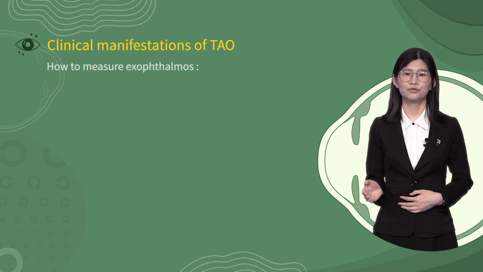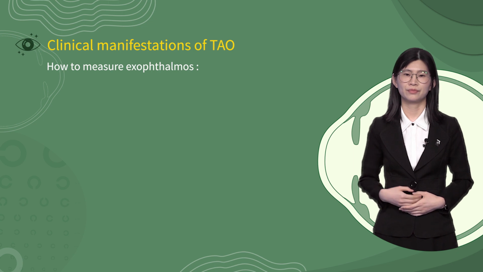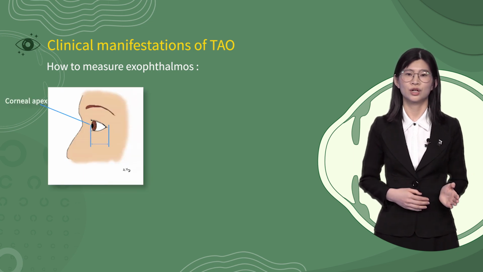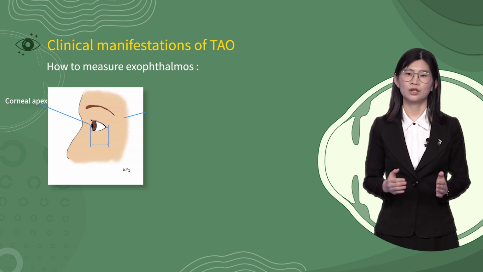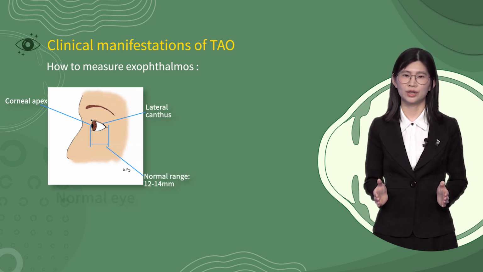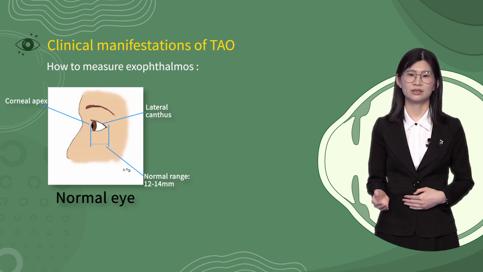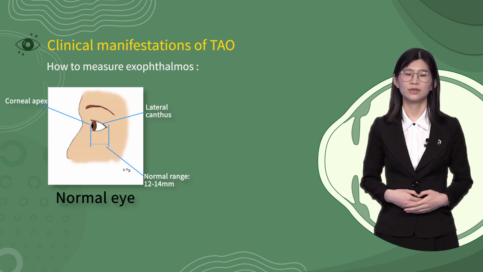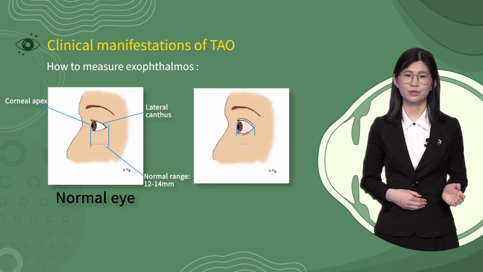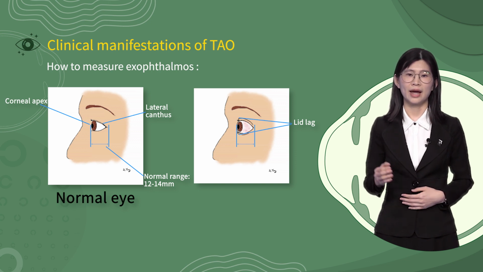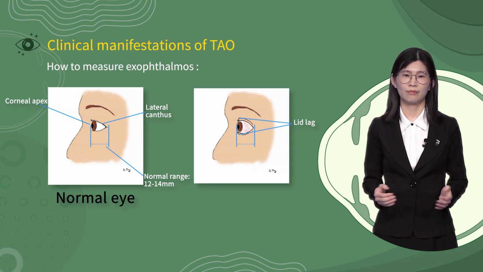The second clinical feature is exophthalmos. Eyeball protrusion is the distance from the lateral canthus to the corneal apex. The normal range is 12 to 14 mm. We use an exophthalmometer to measure this distance. In TAO, both increased protrusion and lid lag will be seen. This condition is called exophthalmos, and it's usually bilateral.